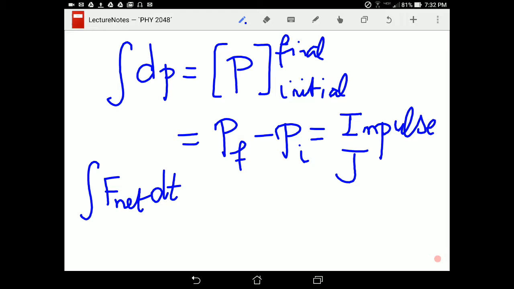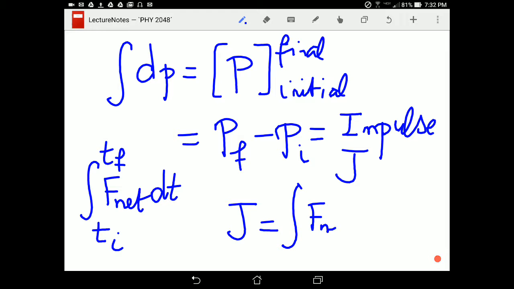So the integration here is between the initial time when we start applying the force and the final time when we stopped applying the force. So what we're getting now is that the impulse, the J, if we use this notation here, is going to be equal to the integral of whatever the force is over the range of time during which we apply the force, that is from the initial to the final time.